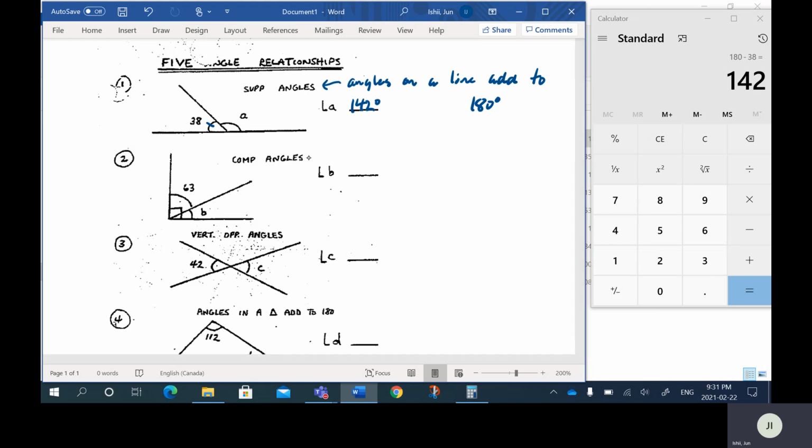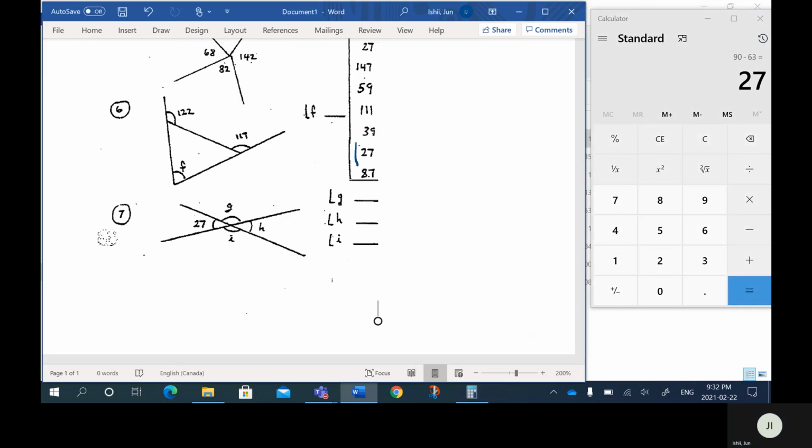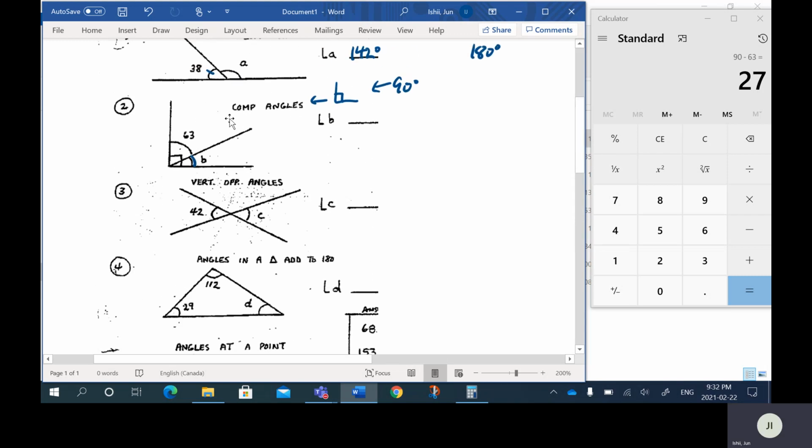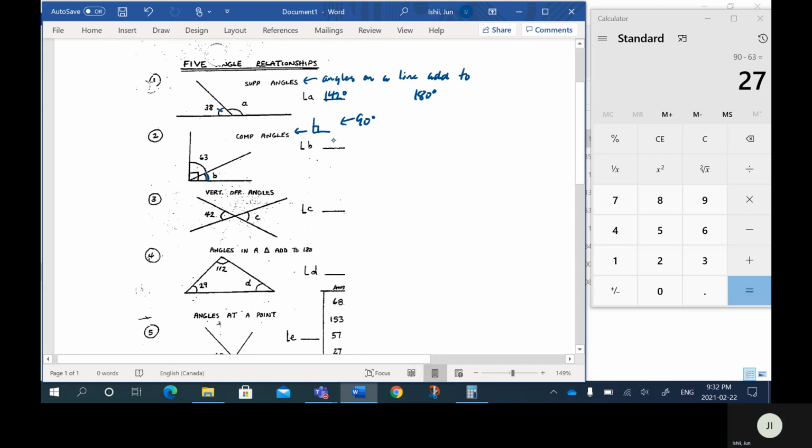Next up, complementary angles. These are angles that add to 90. Whenever you see this kind of box sign, this indicates that the entire angle is 90 degrees. So if this is 63 degrees and I want to figure out what angle B is, all I'm going to do here is go 90 minus 63. That should give us 27 degrees. Cool. Next up, vertically opposite angles.